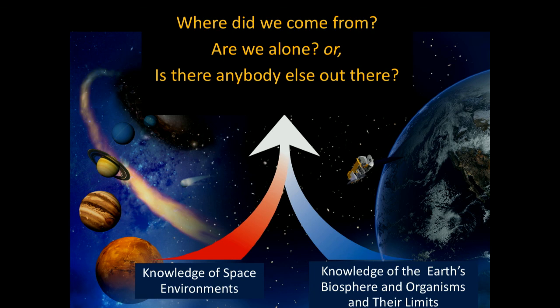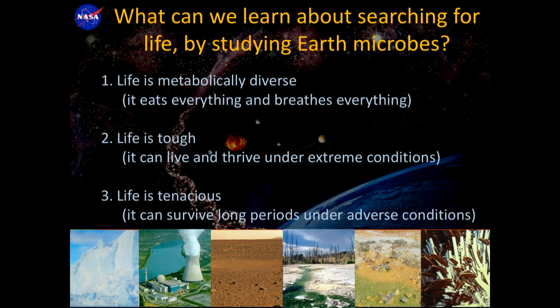So what do we know about Earth microbes? They're metabolically diverse. They can basically eat anything and breathe anything. I know that there are things that they can't, but it's pretty remarkable when you hear that shortly after we started throwing out our computers, they discovered a microorganism that could degrade the silicon chips from computers and get energy from it. So they're pretty remarkable. They're tough, they can live and thrive in extreme environments, and they're tenacious. They can also survive under really harsh conditions, and the final thing that isn't up here is that when life gets really tough, it goes underground or into rocks. So it has figured out how to survive by protecting itself as well.